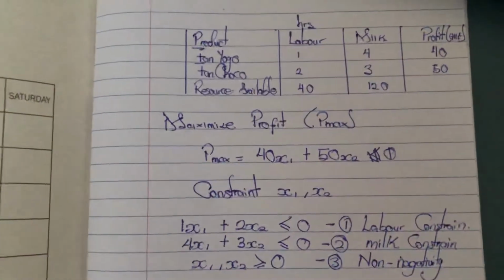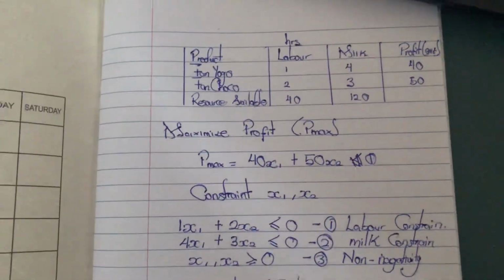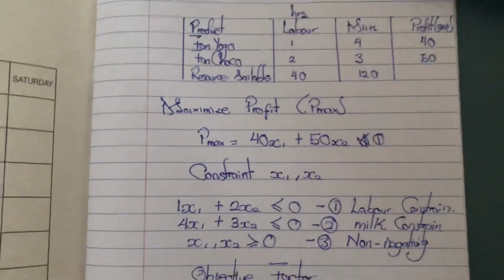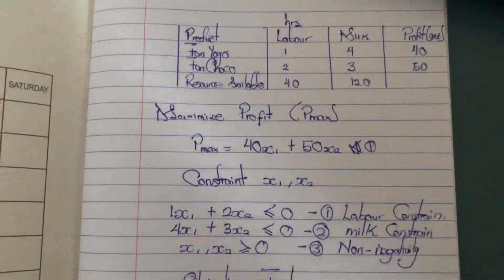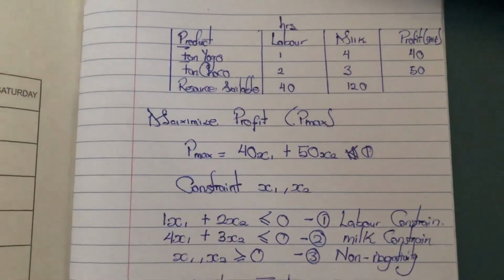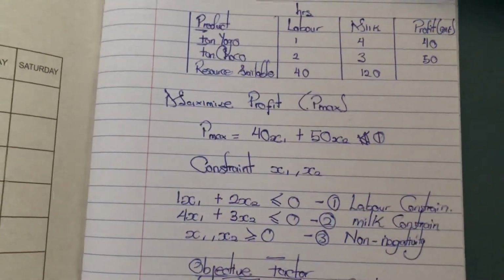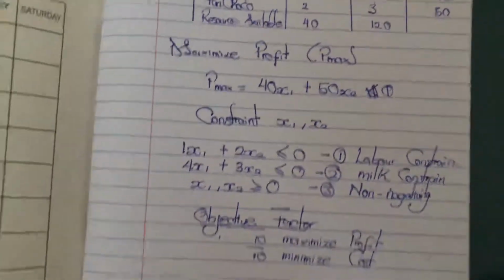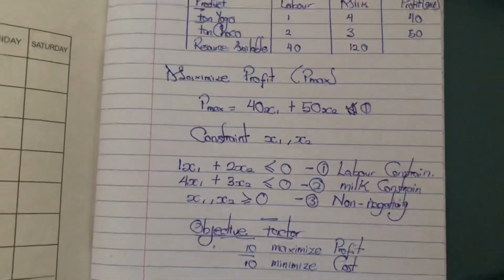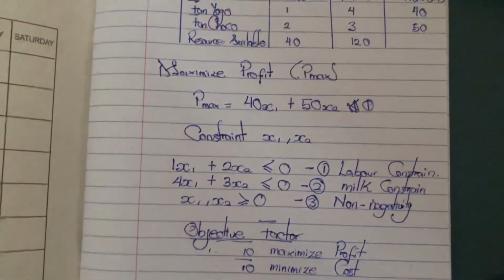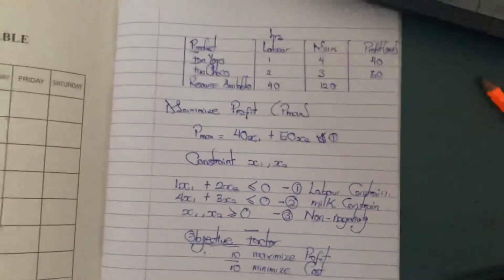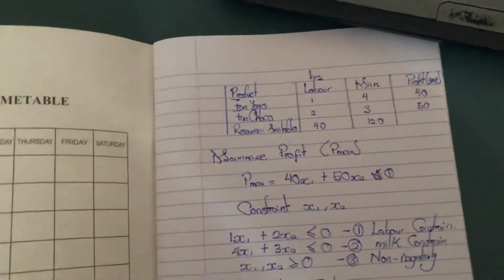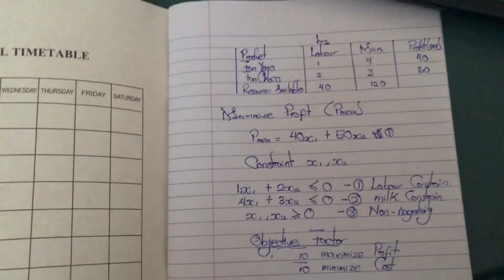You should take this very, very carefully. You should take a very good look at this. That is the non-negativity constraint, which is x1 and then x2 should be equal to or greater than 0. Okay, so the objective function is what? To maximize profit and then to minimize cost. That is why we are using this approach, the graphical method approach. Okay, so we are going to continue with the graphical method.